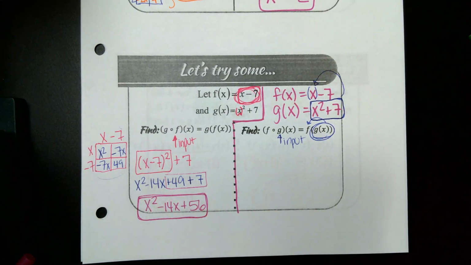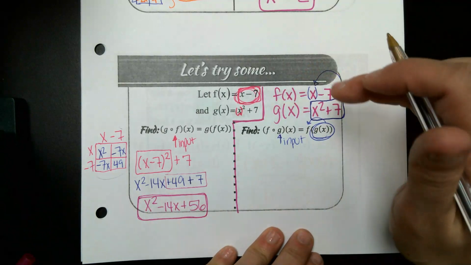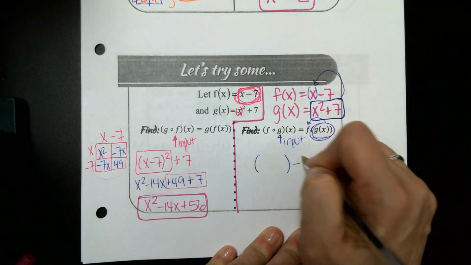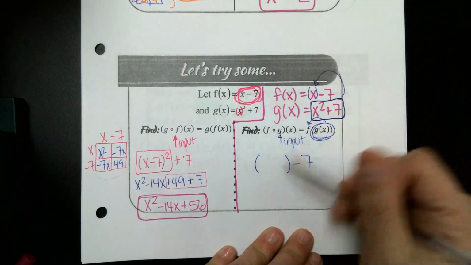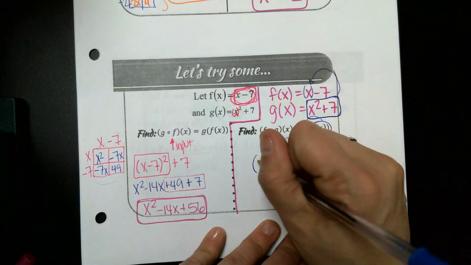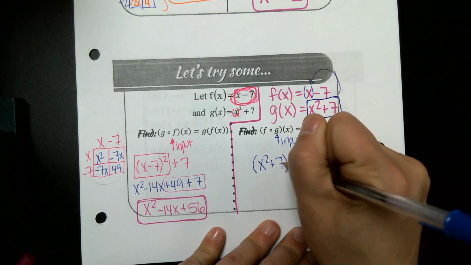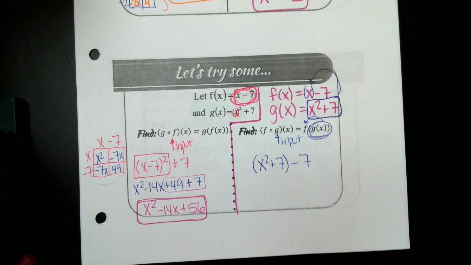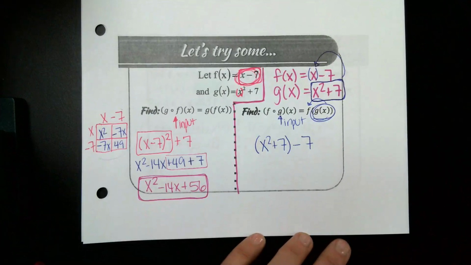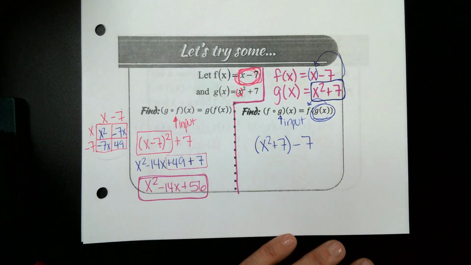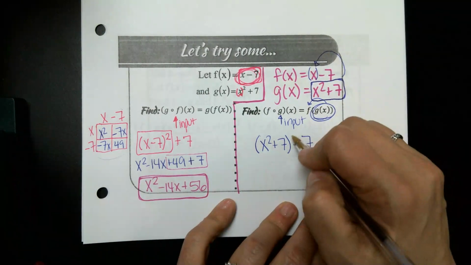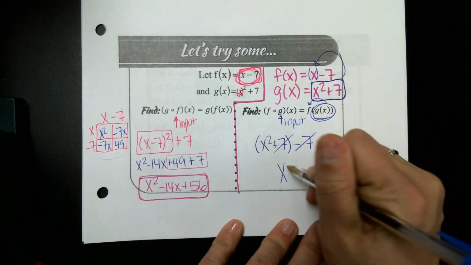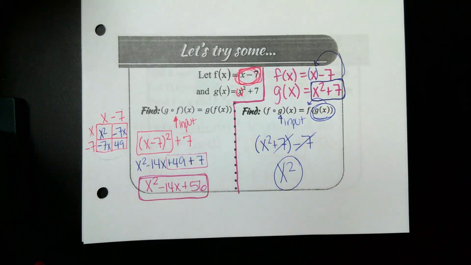We're going to pick this up, and we are going to plug it in to f where the x was. So if my original function for f said x minus 7, what am I now putting in place of the x? X squared plus 7. Now that one's way easier, because what can I combine? The 7 and the minus 7? What's 7 minus 7? They cancel each other out, so aren't we just left with x squared? Mm-hmm. That one was way easier than the other one.